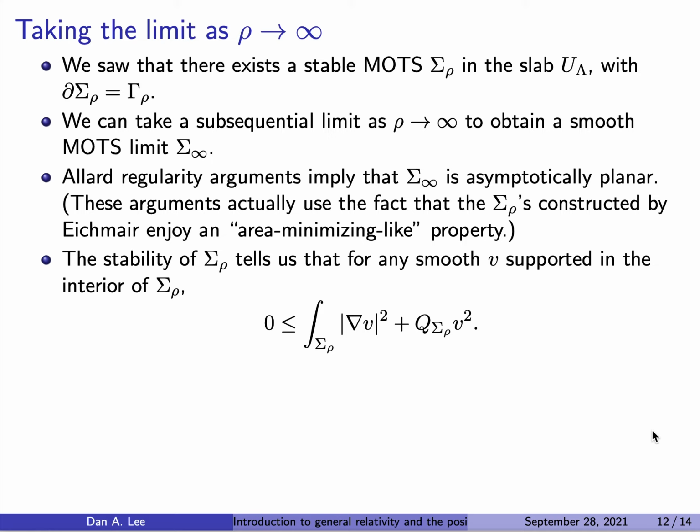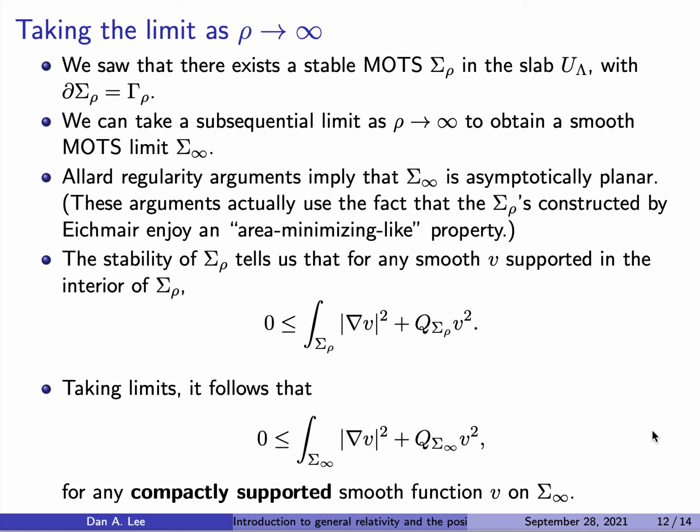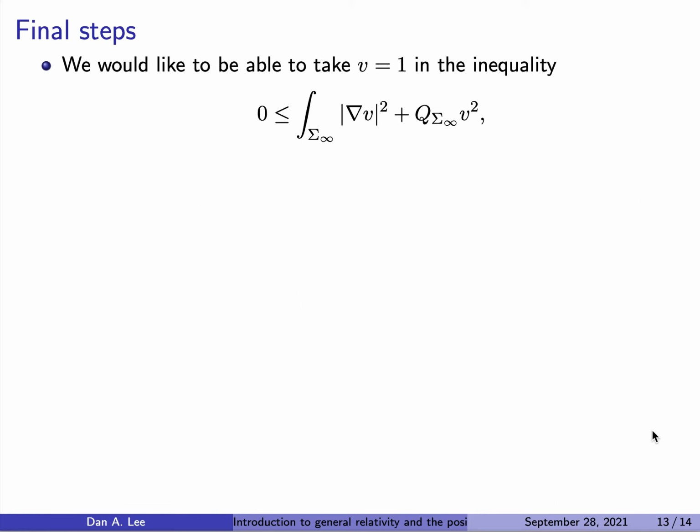All right, as I wrote on the previous slide, the stability of sigma sub rho tells us that for any smooth v supported in the interior, we have this nice inequality, 0 less than or equal to the integral of grad v squared plus qv squared. By taking limits, we see that the same inequality follows on sigma sub infinity. The point, though, is that it will follow for any compactly supported smooth function v on sigma infinity, because any compactly supported smooth function v will be essentially supported on sigma sub rho for a large enough rho. So we have the inequality, but it's only for compactly supported functions.